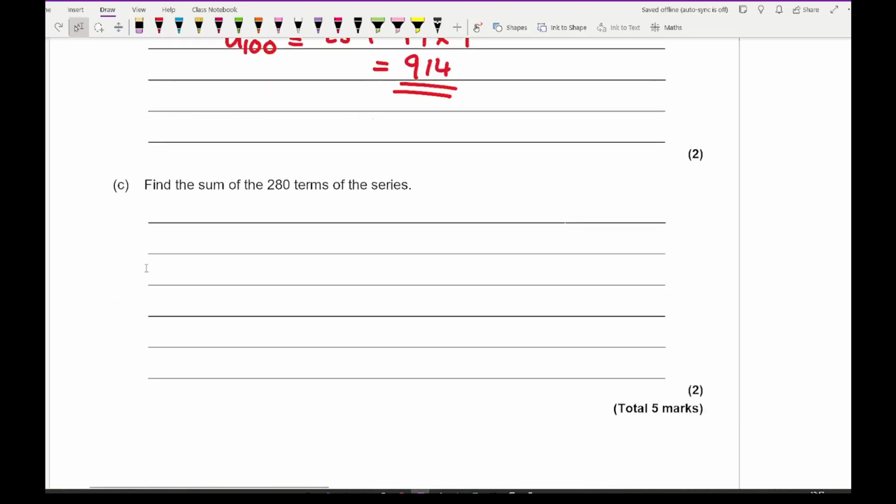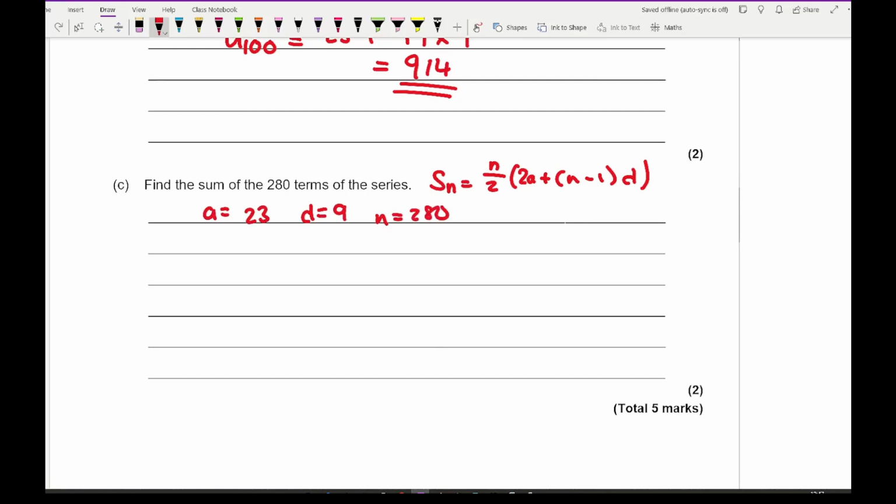Then moving on to C, it says the sum of the 280 terms of the series. We'll find the sum of the 280 terms in the series. So for this we're using the formula n over 2 times (2a plus (n minus 1)d). So substituting the values, we know that a is 23, we know d is 9, and we know n is 280.